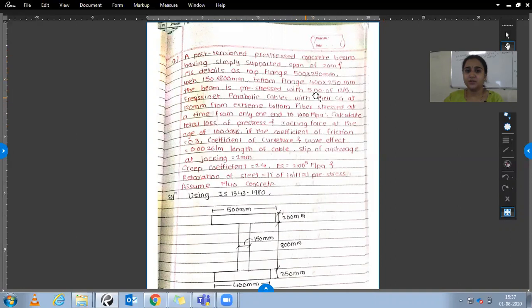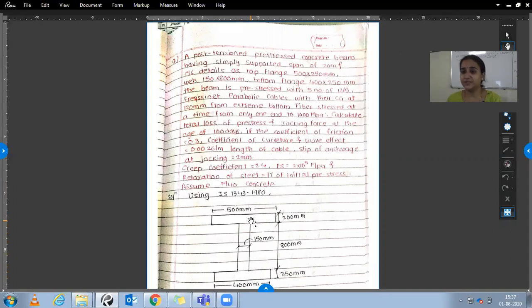Up to this point, an I section is given, with the top flange, bottom flange and web dimensions. Then this particular beam is pre-stressed with 5 numbers of 12 by 5 Freyssinet parabolic cables. So what is meant by Freyssinet parabolic cables? The Freyssinet system is one of the systems used for pre-tensioning. So, 5 numbers of 12 by 5.